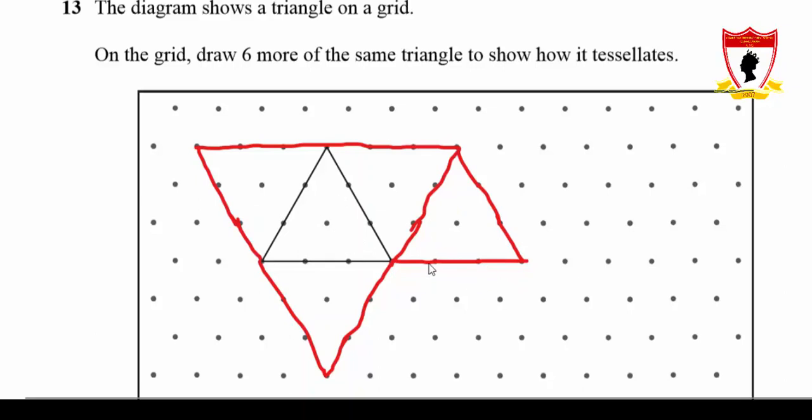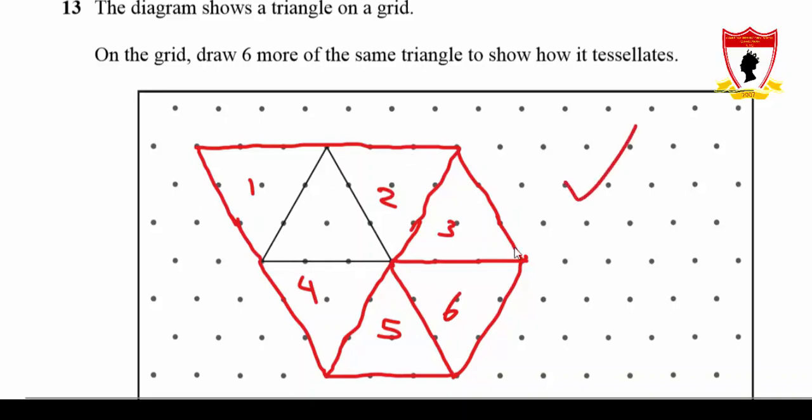Now one more, 4 more, and we can draw one more here. 1, 2, 3. Now we have 1, 2, 3, 4, 5 more triangles, and this is the last one. 2 sides are drawn. We did 6 more triangles, and there is no gap between them, so it is tessellation.